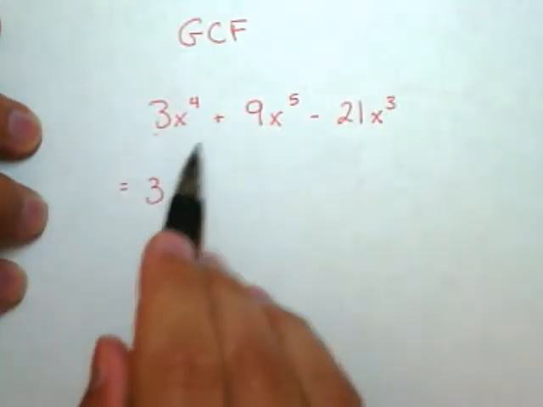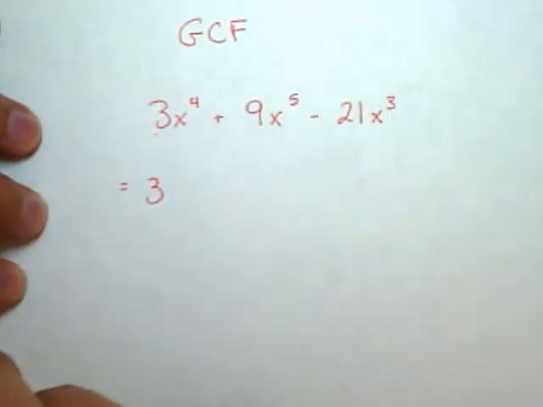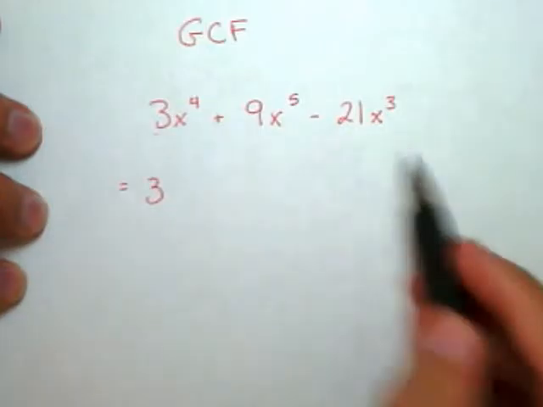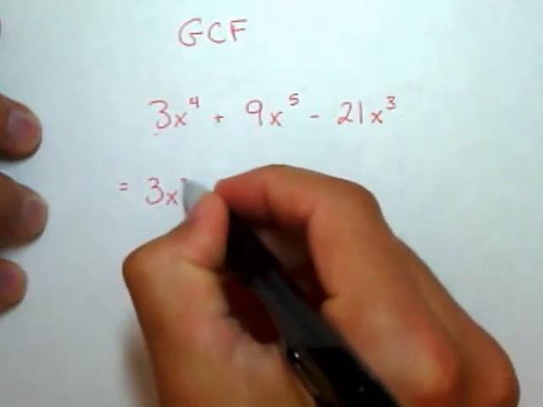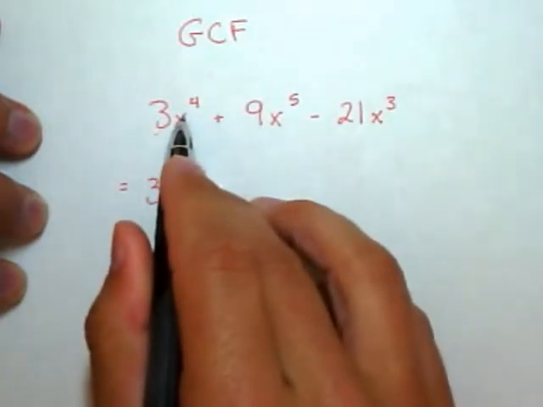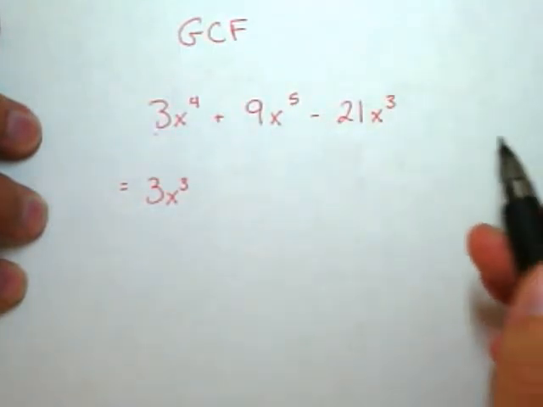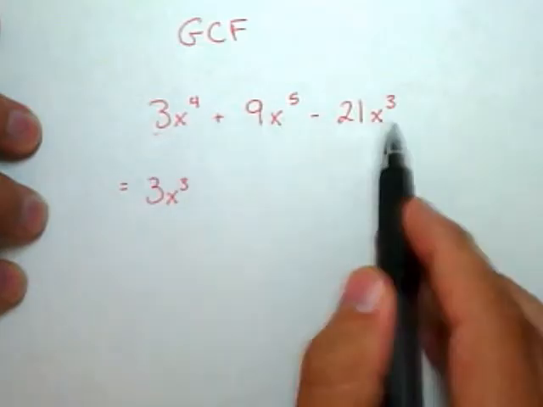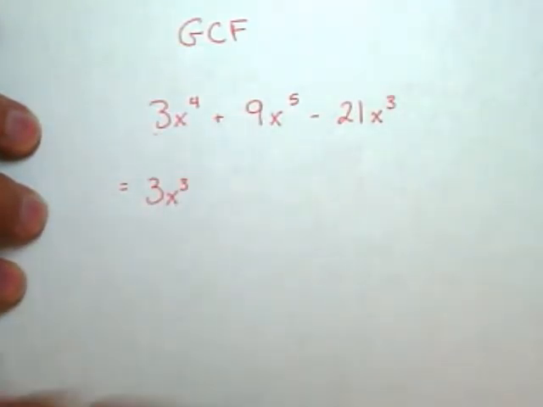Now let's look at our variables. We have x to the fourth, x to the fifth, and x to the third. What would be our greatest common variable here? If you said x to the third, you would be correct. X to the third goes into every single one of these. I can pull 3 x's out of 4. I can pull 3 x's out of 5, and I can pull 3 x's out of 3. I can't pull 4 x's out of 3. That's why x to the third is the best answer right here.